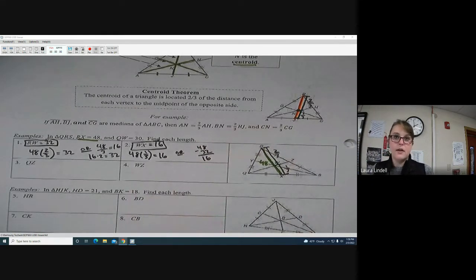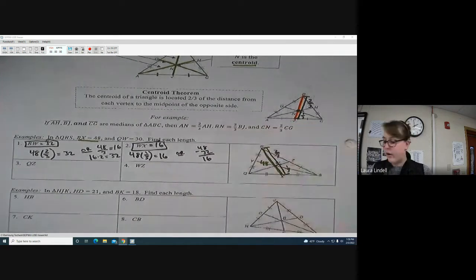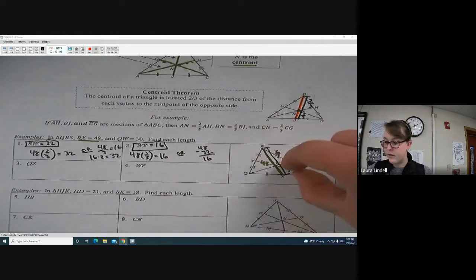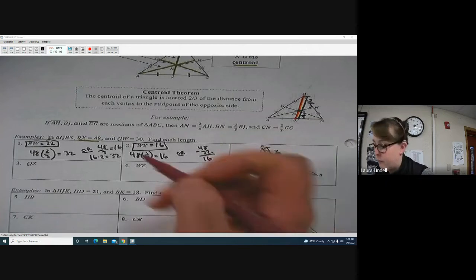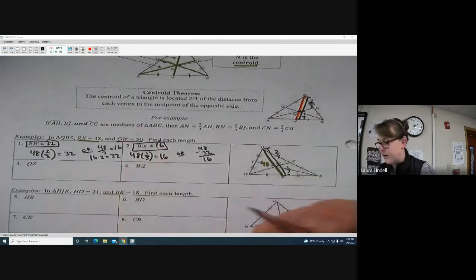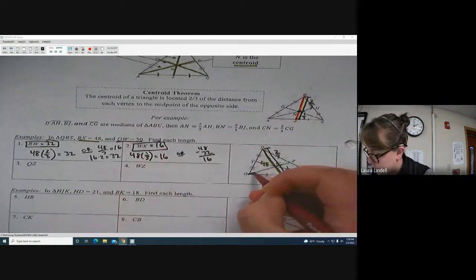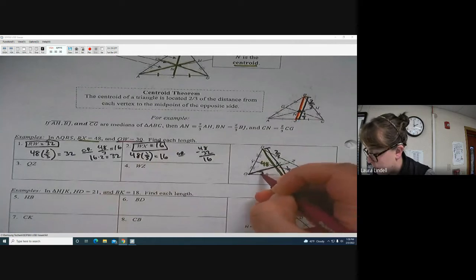All right, so that's what you do if you're given the full length and you want to find just the 2/3 part and the 1/3 part, and you want to split it up like that. All right, but what if you're given something else? Well, that's the QW case right here. QW, just this part, is 30.